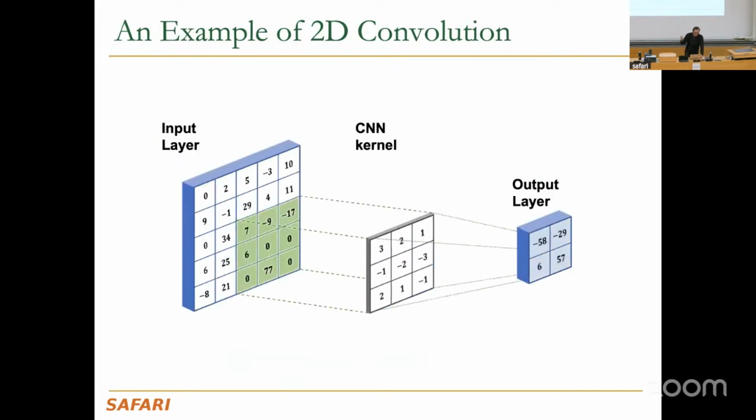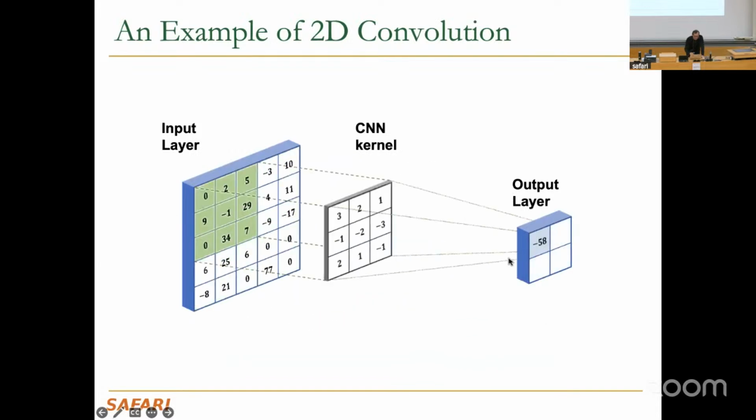Okay, and this is a maybe nicer one. And essentially you're doing multiplication of these kernels with the input layer so that you get an output layer. Now you can see that there's a matrix multiplication going on over here.